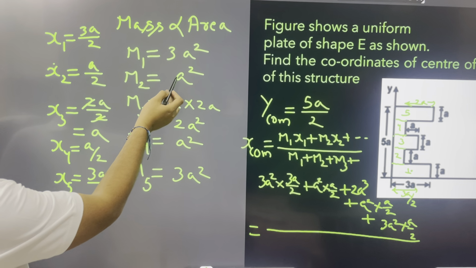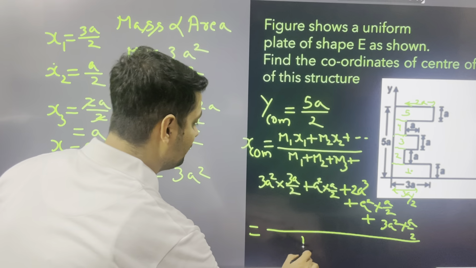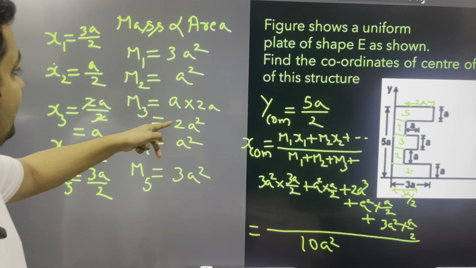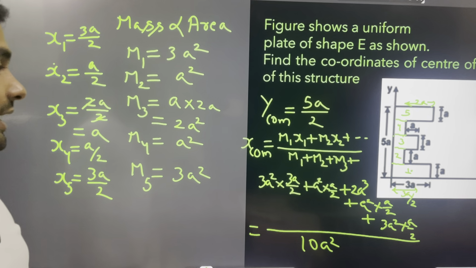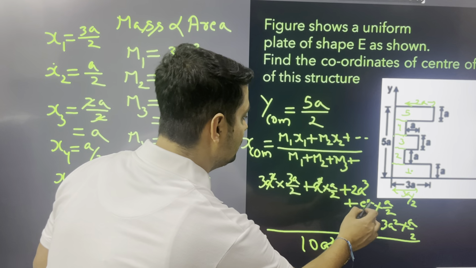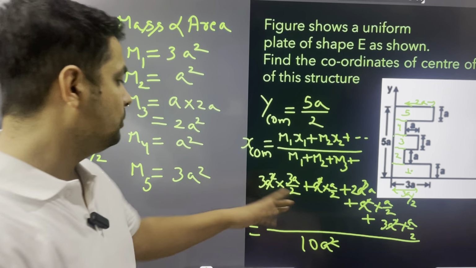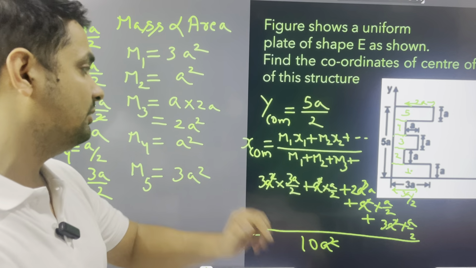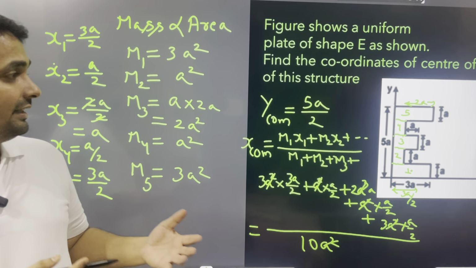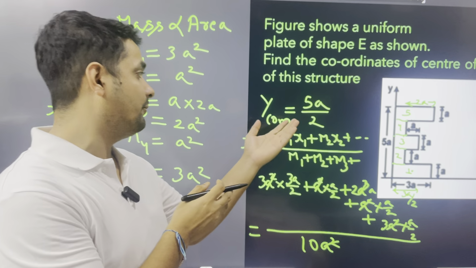How much is this? 3 plus 1 is 4, 4 plus 2 is 6, 6 plus 1 is 7, 7 plus 3 is 10, so 10a square. Just go through the calculation. Yes, 10a square. Now a square, a square, a square cancel out, and a will remain. Then you add it, and you will get the final x center of mass position. Like this you will get the final answer for x center of mass as well as y center of mass. We already found it, 5a by 2.